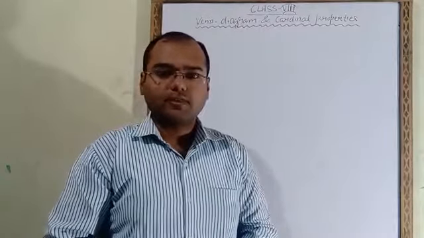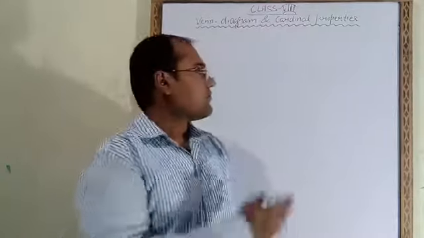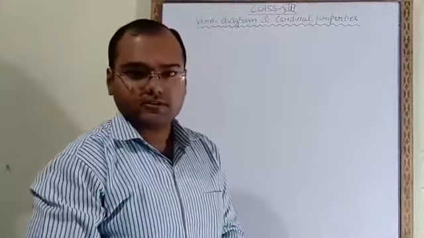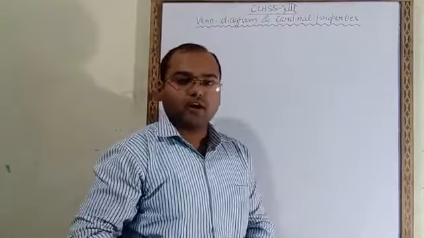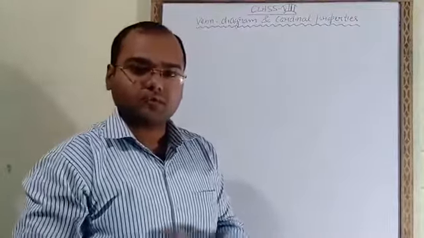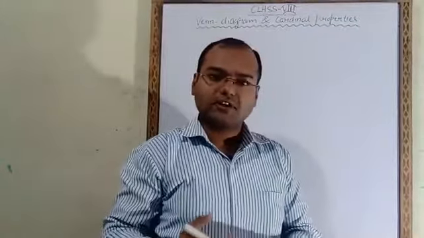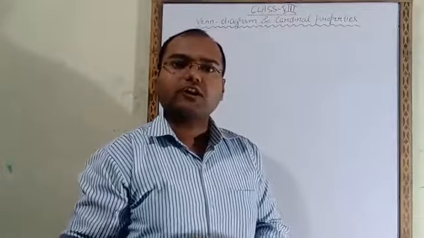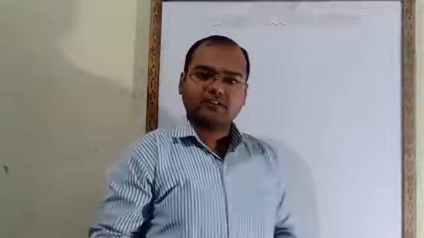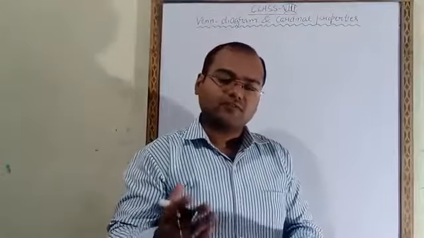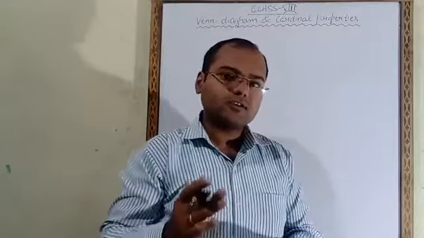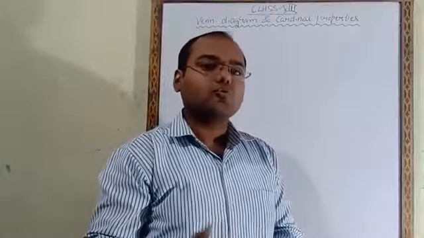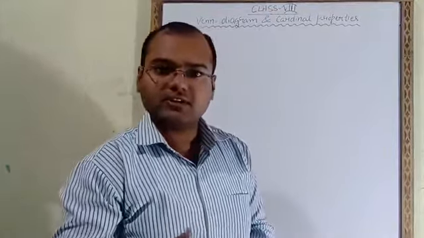Hello everyone. Today's topic is Venn diagram and the cardinal properties of a set. So what is a Venn diagram? A Venn diagram is a geometrical figure which is used to represent a set or to show the relationship between sets. It is a figure used to represent a set or to show the relationship between two or more than two sets.